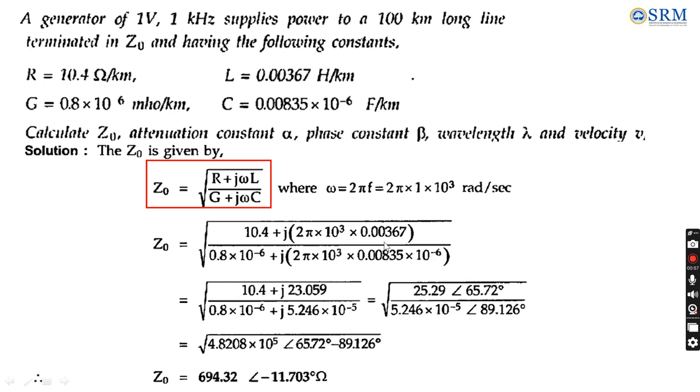We are going to just substitute all the values, and after simplifying, we are not able to divide the complex numbers directly within a root, so we have to convert the complex form from the rectangular to the polar coordinates, that is from a plus jb format. We are going to convert to r angle theta.